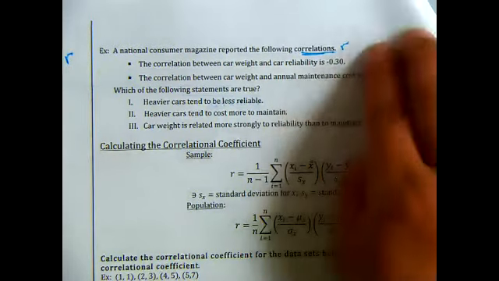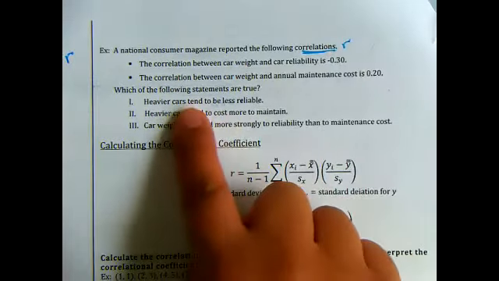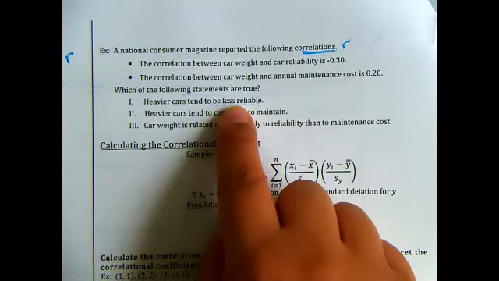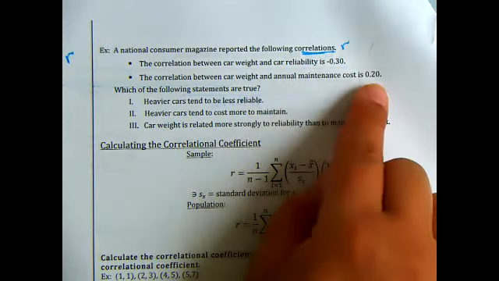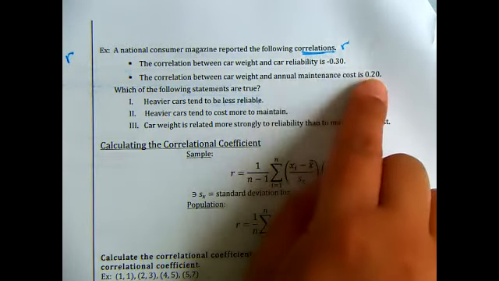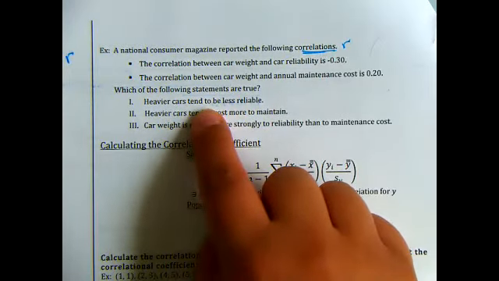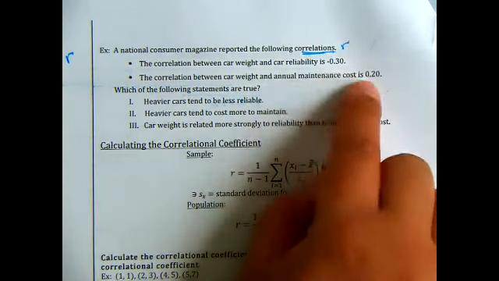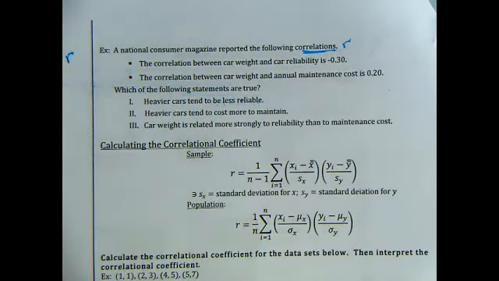These are weak correlations, which means this whole statement of heavier cars tend to be less reliable is saying it as if there was a very strong correlation, right? But these are very weak correlations, especially this one. So these tend to cost more, tend to be less reliable. You're really going off of a very weak correlation here, which means making a statement like this is irresponsible to a certain extent, right?